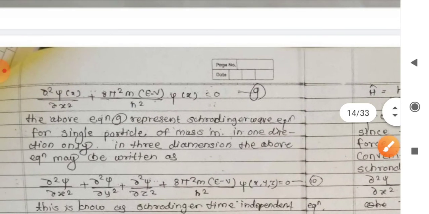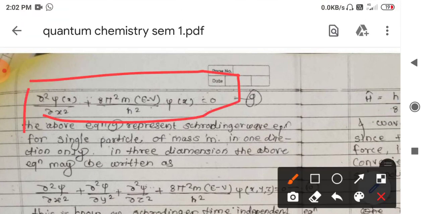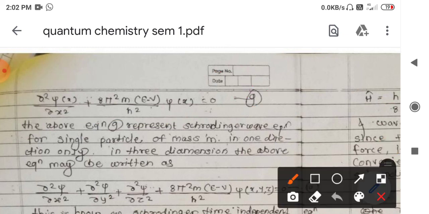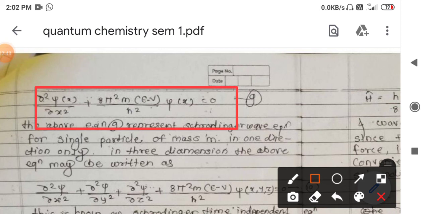So finally we get one famous equation, the Schrodinger time independent equation. This Schrodinger time independent equation is d2 psi upon dx square plus 8 pi square m upon h square into E minus V into psi of x, which equals 0. This is the important equation, the Schrodinger time independent equation.